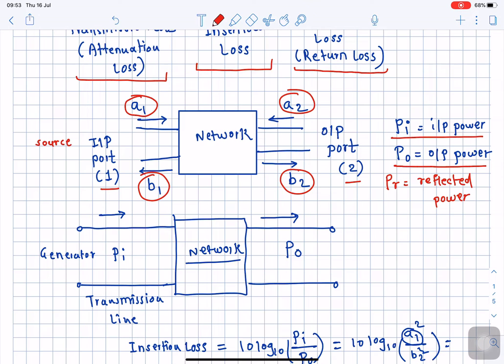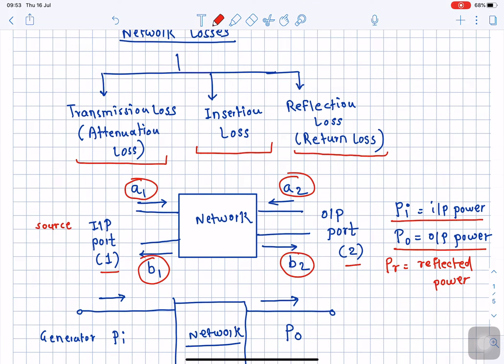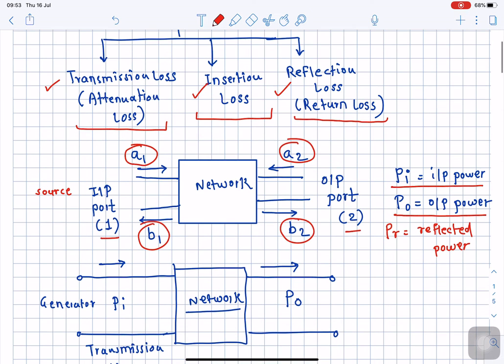Because there are certain losses that will take place. Okay, so these losses that take place whenever we give the input can be because of these three different types of losses. It could be transmission loss, it could be insertion loss, or it could be happening because of the return loss, because of imperfect impedance matching. So let us see what happens.